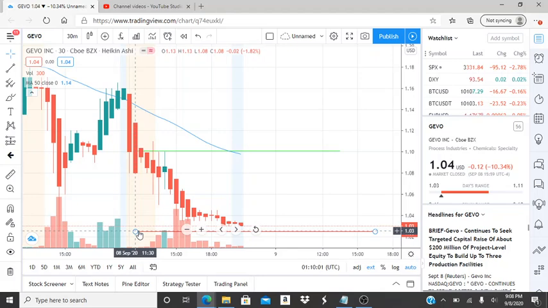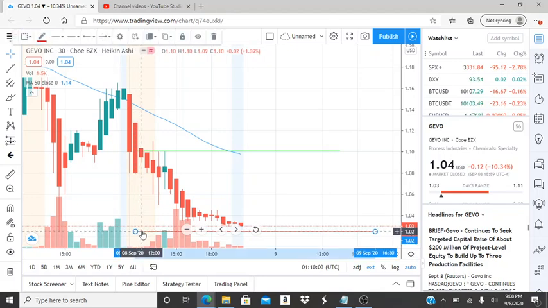So I'm going ahead and putting our support level here, slightly close to the recent low. This is from September 4th last week. This was the low that this has reached, and it's a little bit below the closing price.